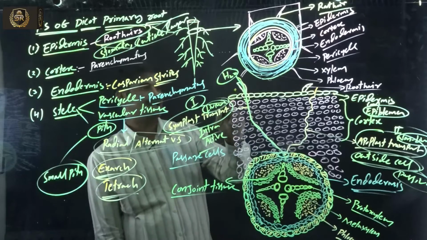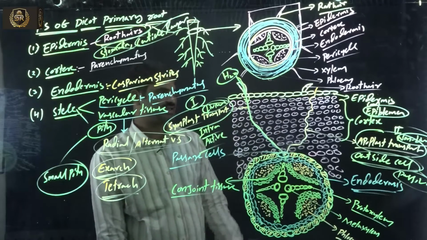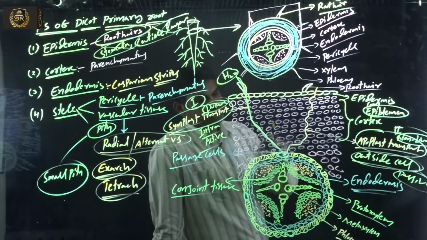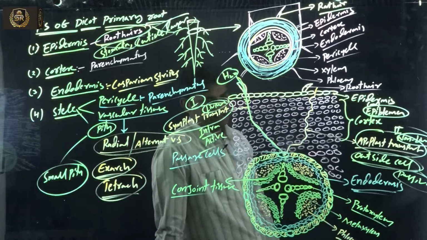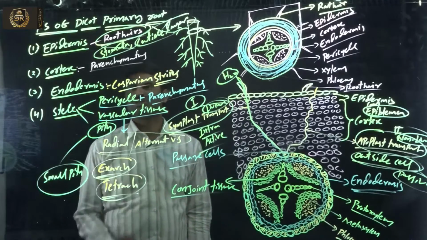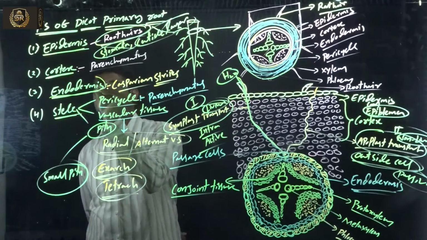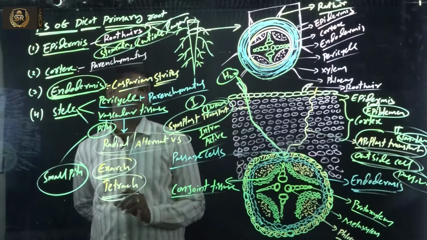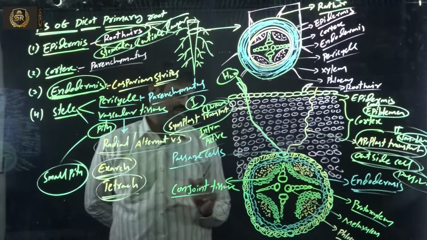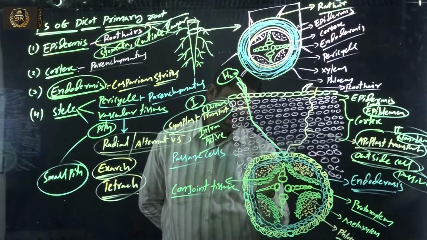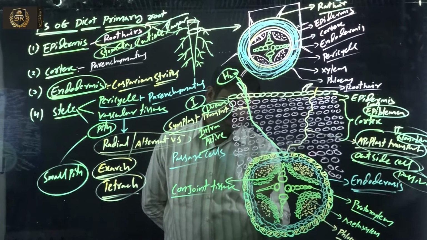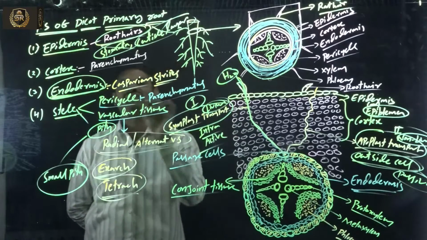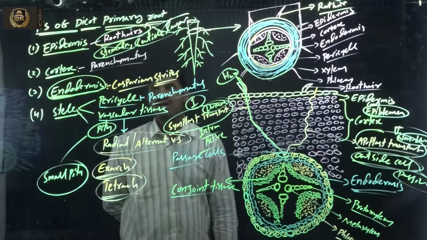The first part is the epidermis, the second part is the cortex, made up of a multicellular multiseriated structure. The innermost part of the cortex is called the endodermis. In the endodermis region, suberized bands are present, arranged radially and tangentially. These suberized bands are called Casparian strips. It's a very important point.